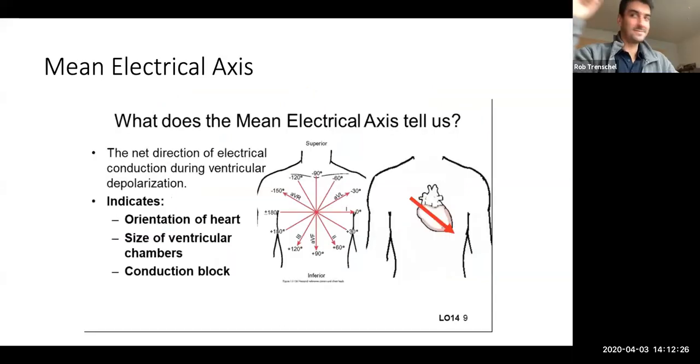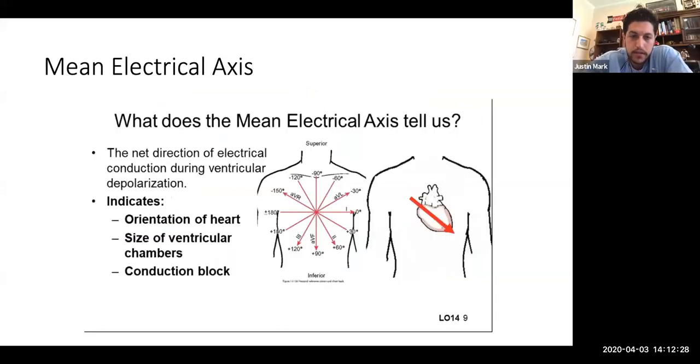So then we can start talking about the mean electrical axis. The mean electrical axis is pretty important. In the lecture, she didn't make it seem like it was that important, but it actually gives us some really good information. It could tell us about the orientation of the heart. Basically, if the depolarization is going in one particular direction or not.